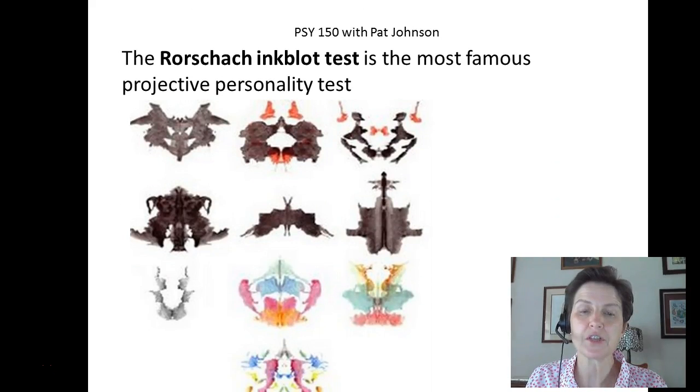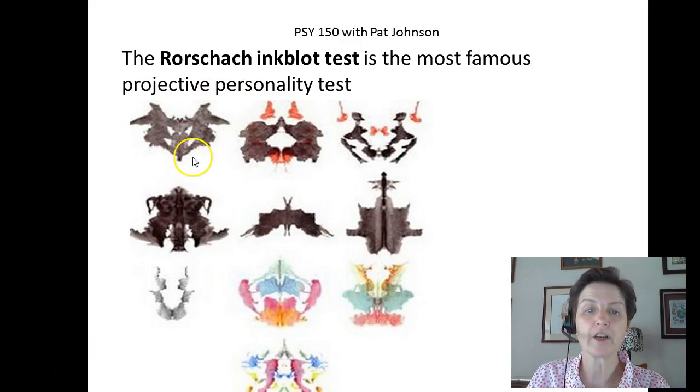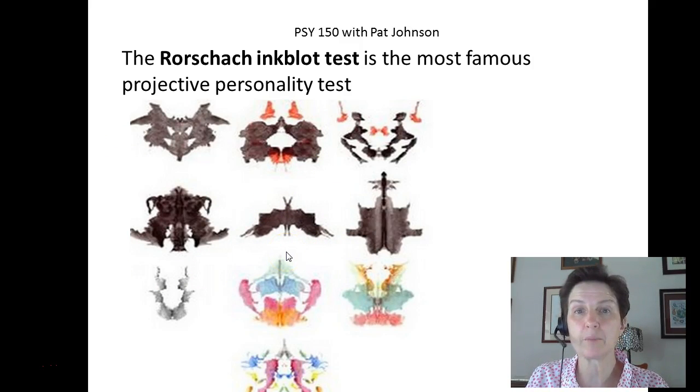On this side, you see the original 10 inkblots that Rorschach used in his famous inkblot test. So a client would be shown one card and asked, what do you see? Where do you see it? So for example, when I show these Rorschach cards to my seated classes, on this one, most people say it's a bat, or it's a butterfly, or a moth. And that's a very common answer to a Rorschach inkblot card.